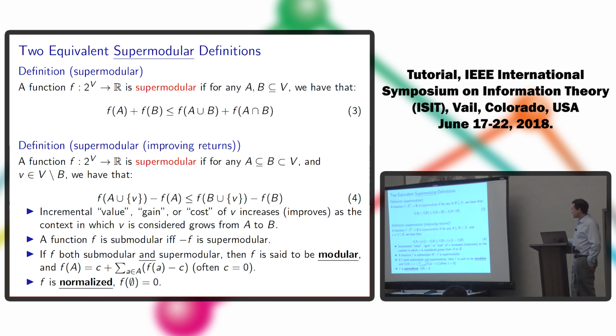So a normalized modular function is one for which you only have n possible values, or you can think of any set function being normalized if its value on the empty set is equal to 0.